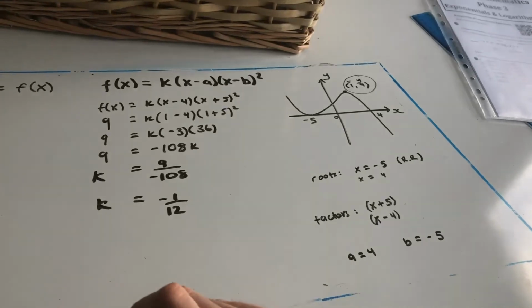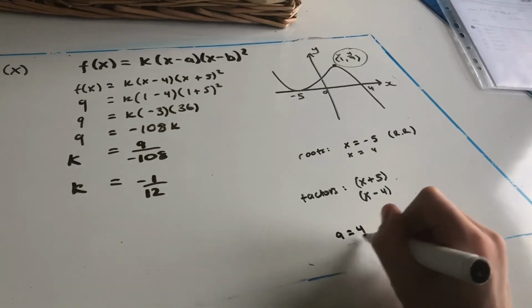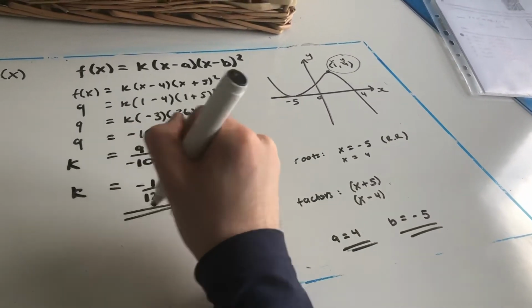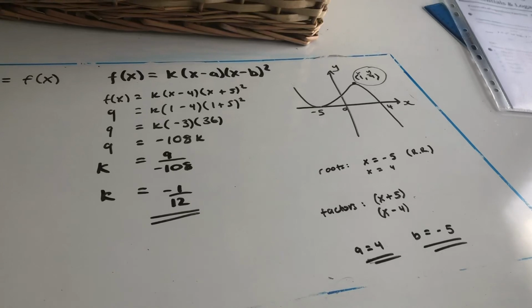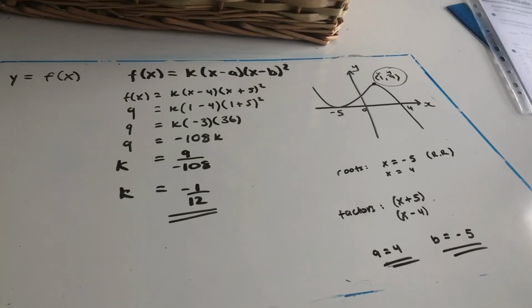Okay, so to conclude the first part of the question, a equals 4, b equals -5, and c equals -12. So that's 1 mark for each part there. And I'll do the second part of the question on a different video.